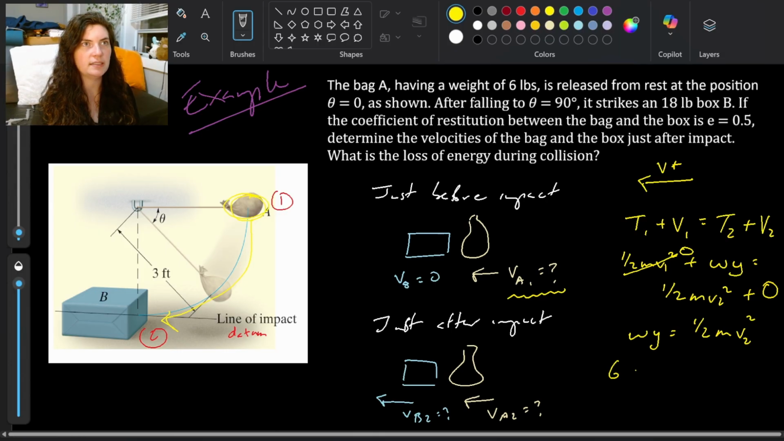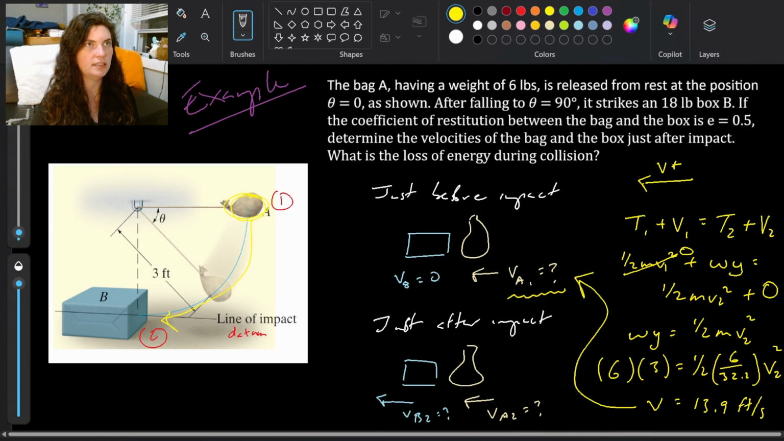So my weight is 6 pounds, my height there is 3 feet, and that's going to equal 1/2 times the mass. Of course, when we're working in US units, you have to divide the weight by 32.2, so 6 over 32.2, times v2 squared. When I pop that into the calculator, I get a velocity of 13.9 feet per second. And this is our initial velocity, VA1.